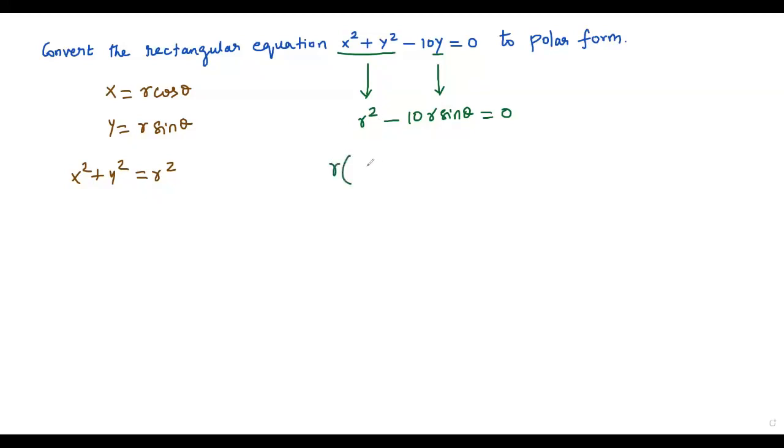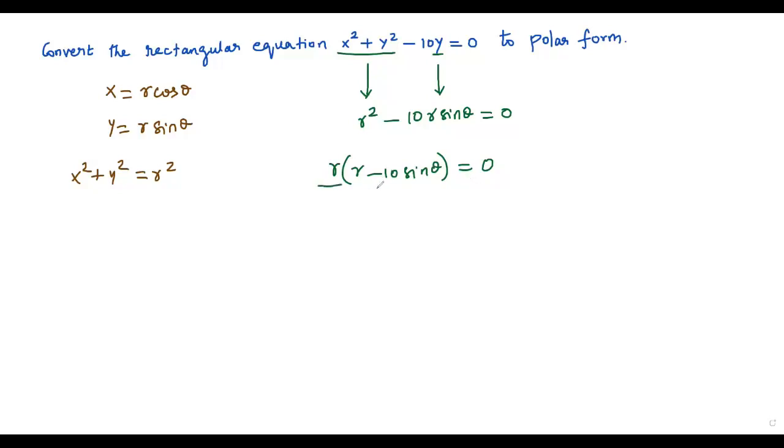If I factor r out, what do I have left in the first term? To know that, I have to divide this first term by the one I factored out. When I divide r² by r, I get r. r² divided by r is just r. So I have r left in the first term. To know what I have left in the second term, I divide it by this r. So this r will cancel out, and I have negative 10 sin θ left in the second term, equals 0. So the factored form of this polar equation is r times (r − 10 sin θ).